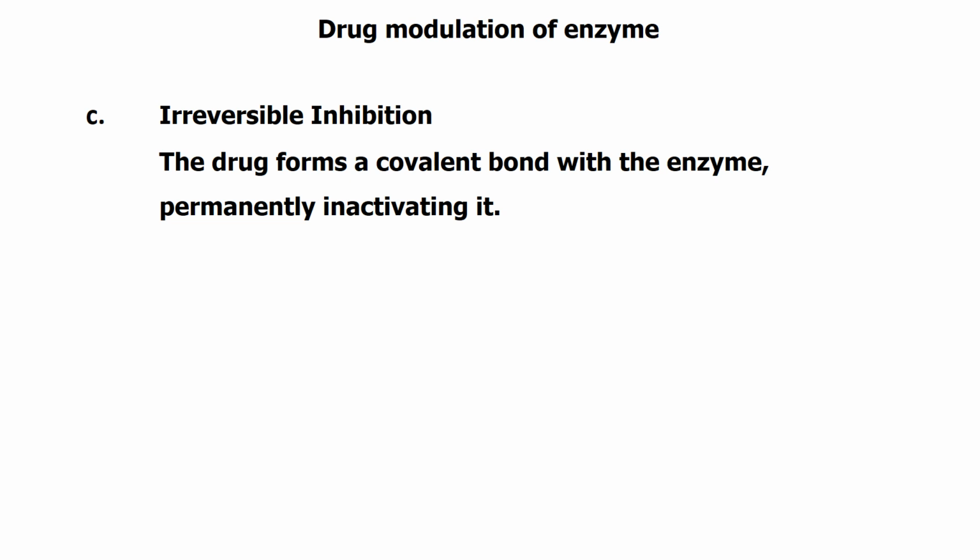We also have irreversible inhibition of enzyme. This is when a drug forms a covalent bond with the enzyme, permanently inactivating it. Remember, in the initial stage of this lecture, I mentioned to you that covalent bonds are not really needed in normal cell function, but they are desired in toxicology.